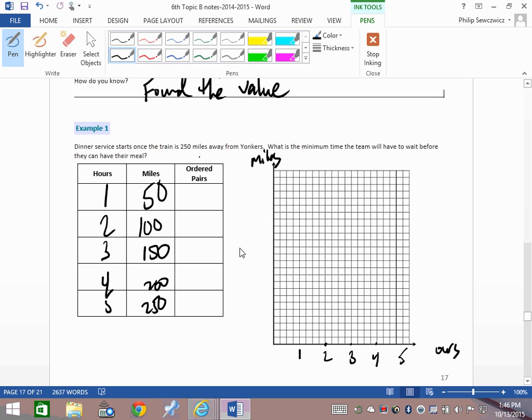What we can end up doing here is plotting our points. We can use them as hours and miles. So if we graph each of them, all we're doing here is using our hours and our miles to make our ordered pairs. Then 200, and then 5 with our 250. Get that in there. And again, all I'm doing is taking these guys that are here.